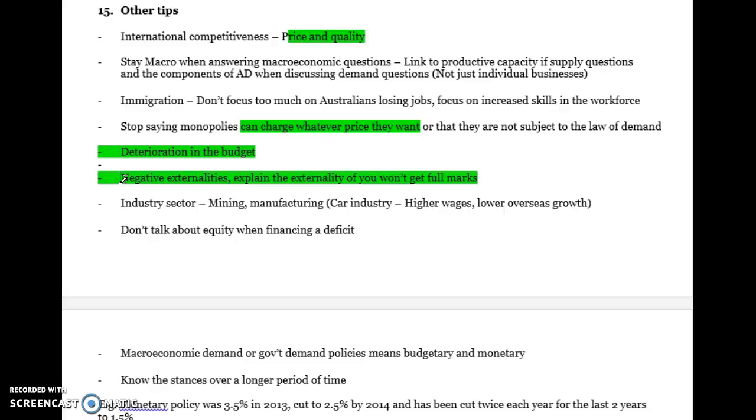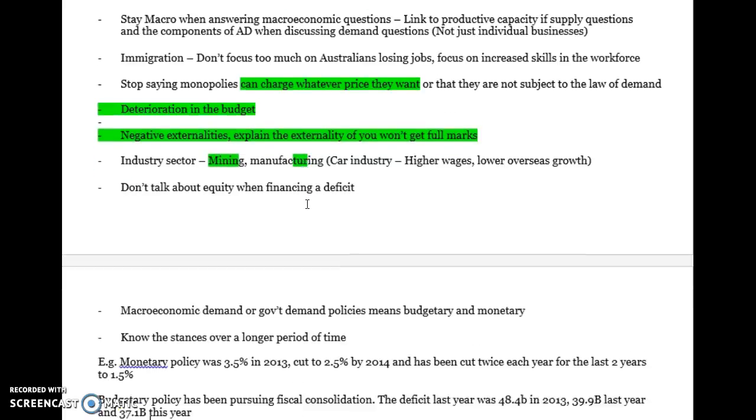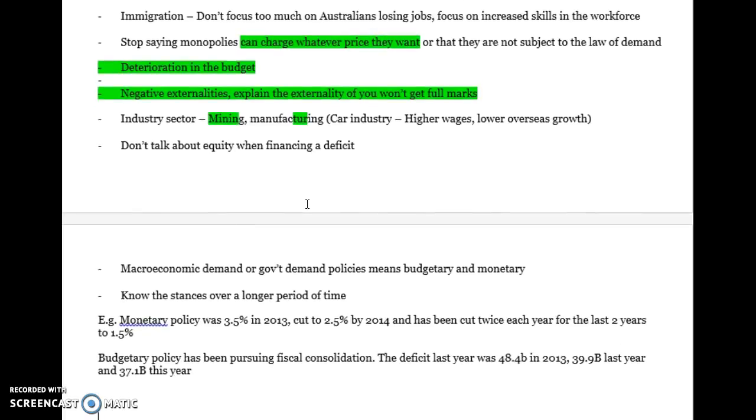Other tips, industry sectors. If you do get a question about that, again, it basically means different sectors of the economy like mining and manufacturing. At the moment, the healthcare industry is one of the ones that is really booming. If you're talking about financing a deficit, don't talk about using equity. Talk about how they can either finance it by borrowing from overseas or borrowing from Australian companies or banks, and that can lead to increased national debt regardless of who they borrow from.